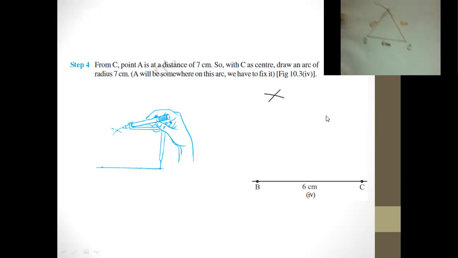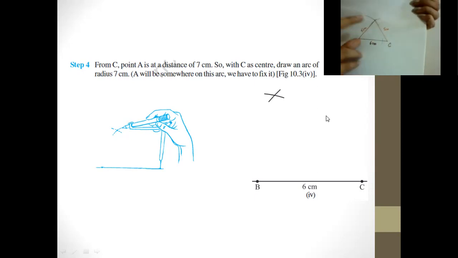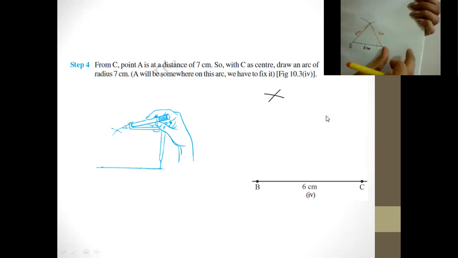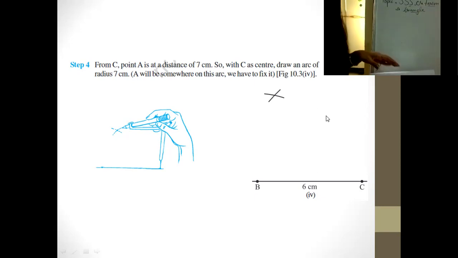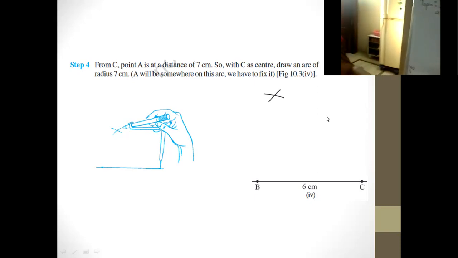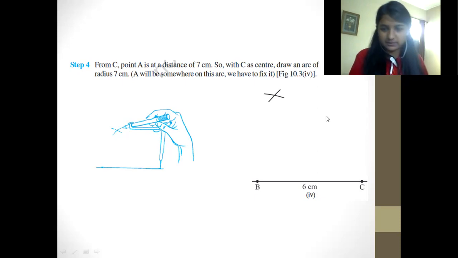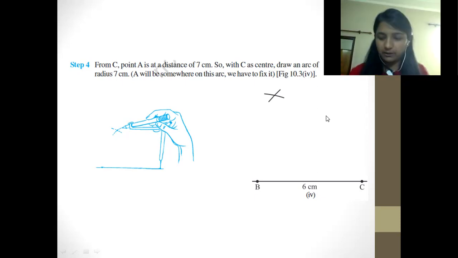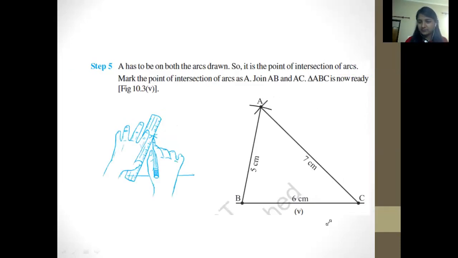Like this. First of all we drew a base here, then we opened the compass to 5 centimeter and put an arc here, then we kept our metal arm here of the compass and drew another arc here, then we joined these with the help of a ruler and we got the final triangle. I hope now you have understood the steps of constructing the triangle. So this was the final step which I already did.